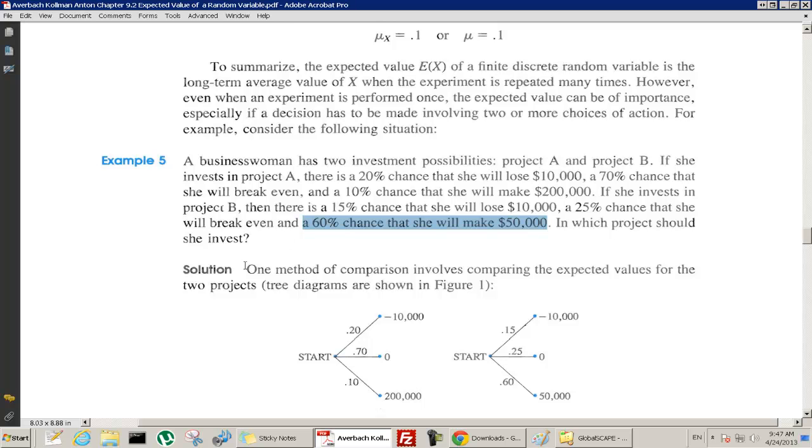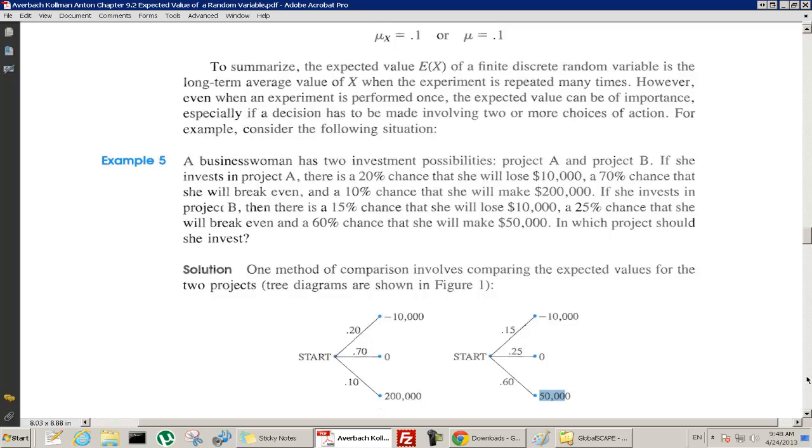One way to compare Project A and Project B involves comparing the expected values for the two projects. So we have the two projects, A and B, and we have the chances of the various outcomes. Chances of a negative 10,000 outcome, a 0 outcome, and a 200,000 outcome: 0.2, 0.7, 0.1. And Project B, same thing. The chances are 0.15, 0.25, and 0.60.